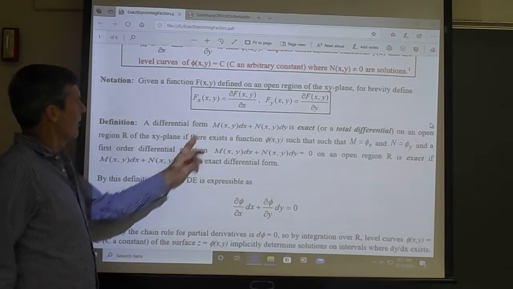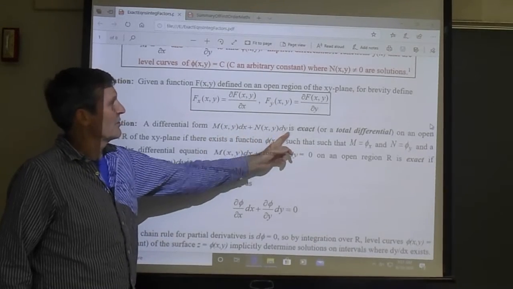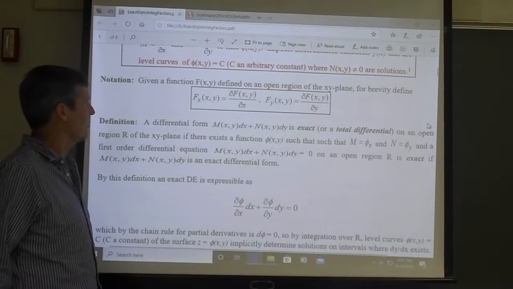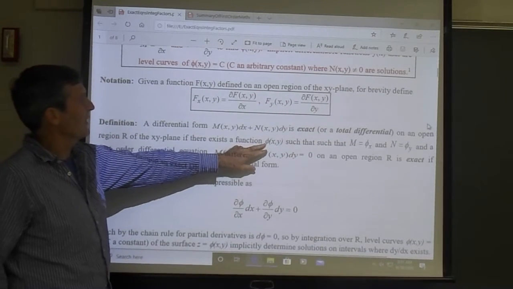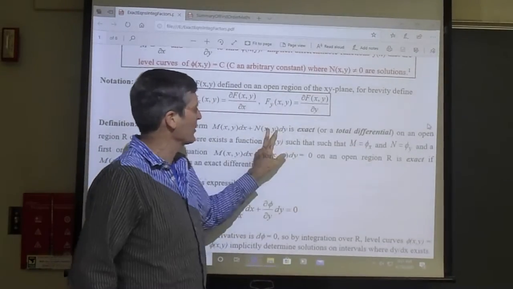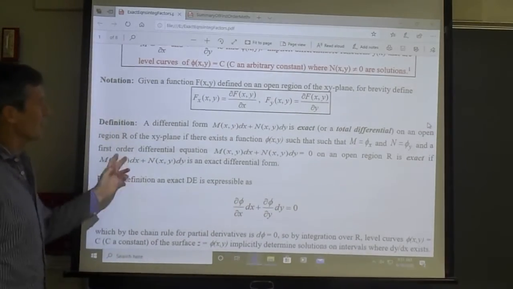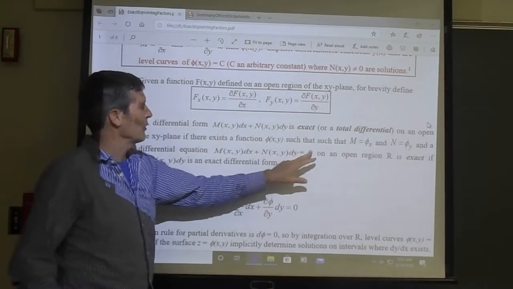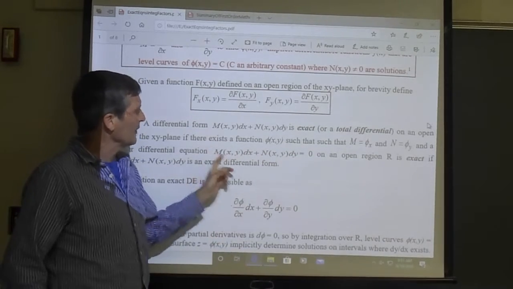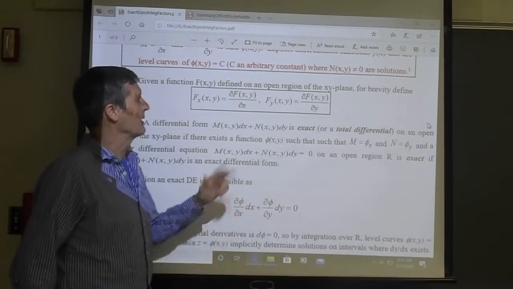And then what we just said, a differential form, M dx plus N dy, is exact, or a total differential, on an open region R of the xy plane, if there exists a function phi such that M is the partial of phi with respect to x, and N is the partial of phi with respect to y. We'll use this shorter notation now. A first order differential equation M dx plus N dy equals 0 is said to be exact if it's an exact differential equals 0. The exact differential is one that can be integrated.